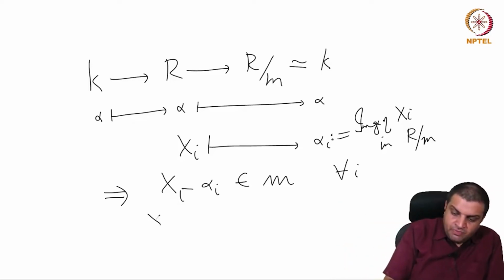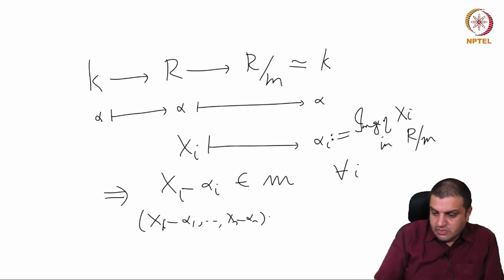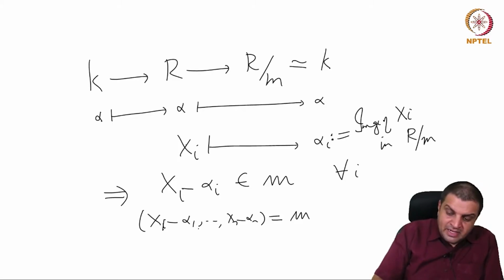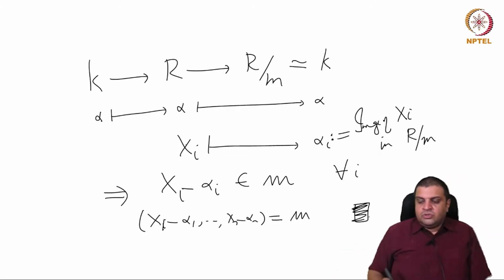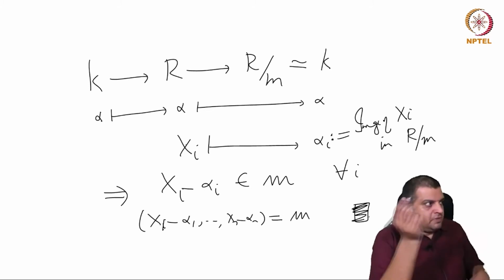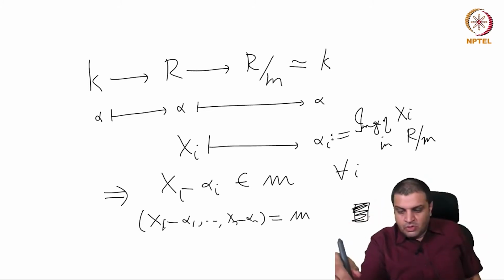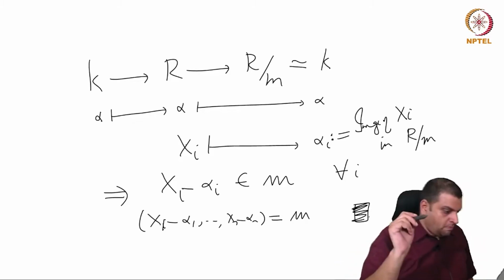Therefore (x1 minus alpha 1, through xn minus alpha n) is equal to m, because this is a sub-ideal of m, but both are maximal. This is a maximal ideal, being the kernel of evaluation, and m is a maximal ideal, so there is equality here. So the maximal ideal is of this form. This is the proof of version 2 of the Nullstellensatz, assuming version 4.